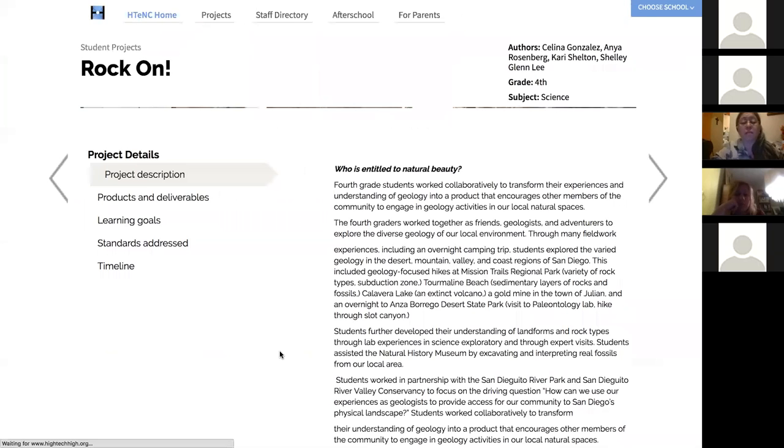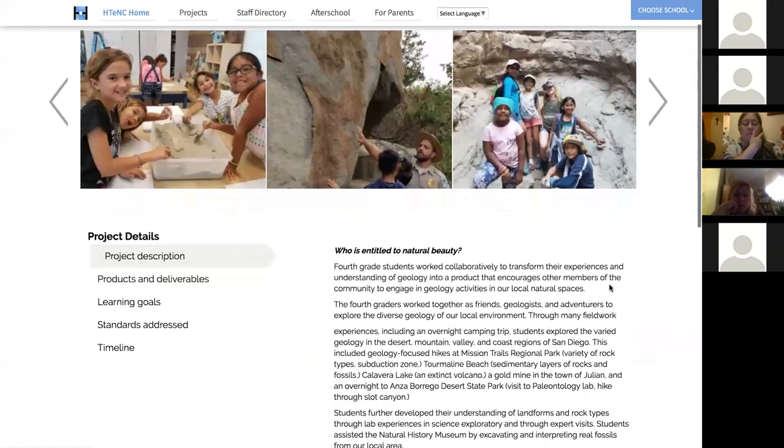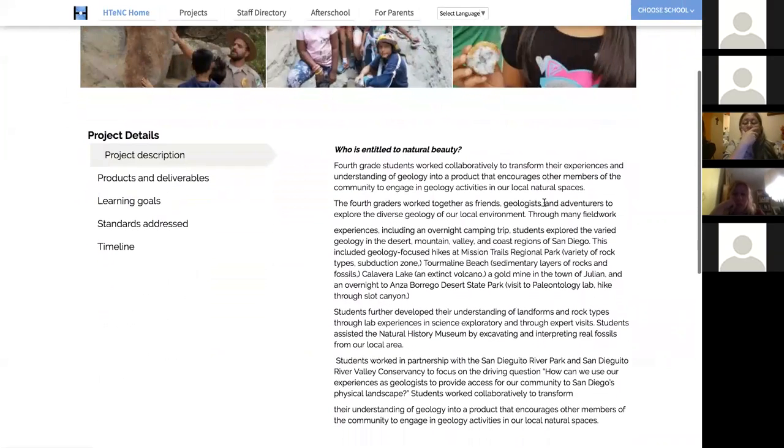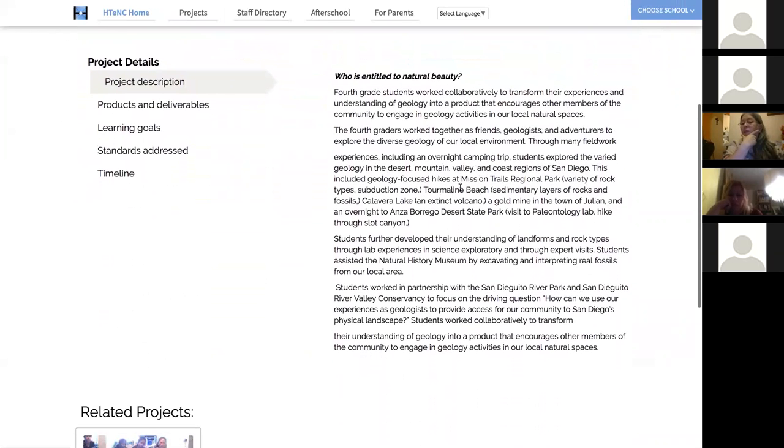So I think every page kind of follows this format. They tell you the authors and the subject area and what grade level it was. And so here's their driving question: who is entitled to natural beauty? And I like this because it's open-ended. It invites exploration. It's higher level thinking going on here.